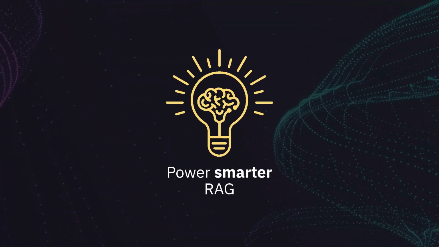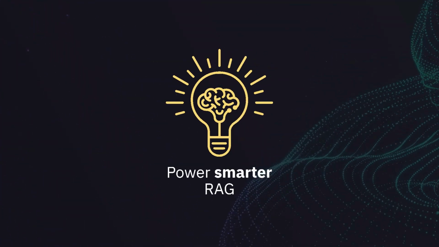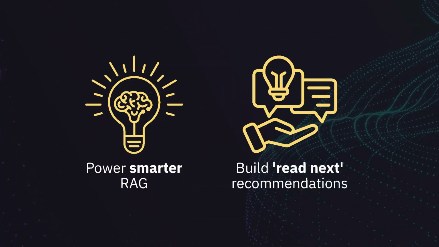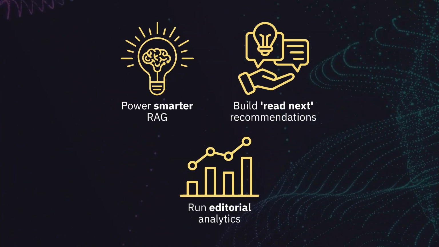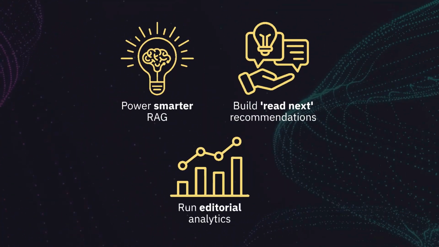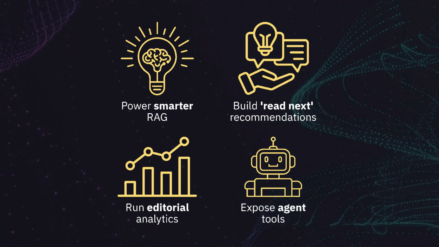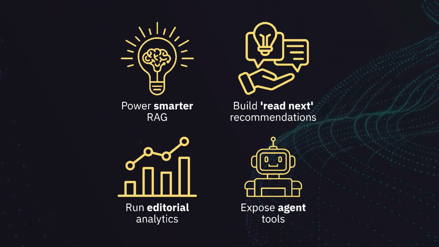Power smarter RAG by filtering on intent and complexity. Build read next recommendations using semantic similarity. Run editorial analytics to find content gaps. And expose agent tools that query your content catalog without hallucination, just deterministic lookups.